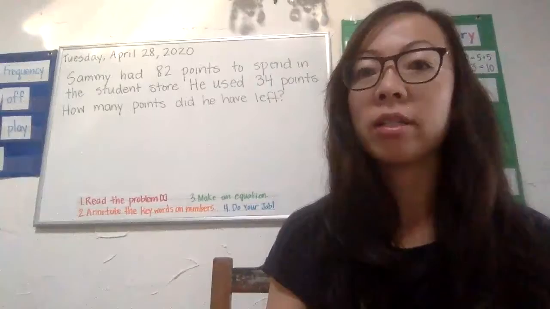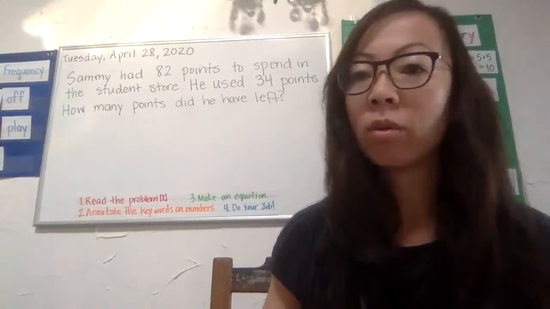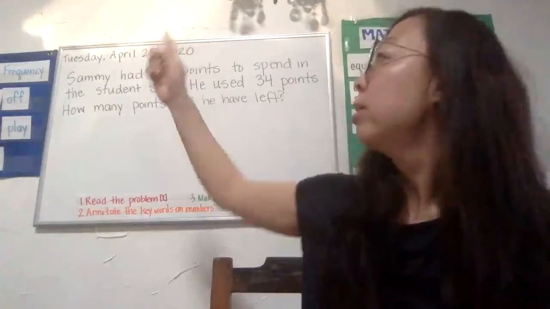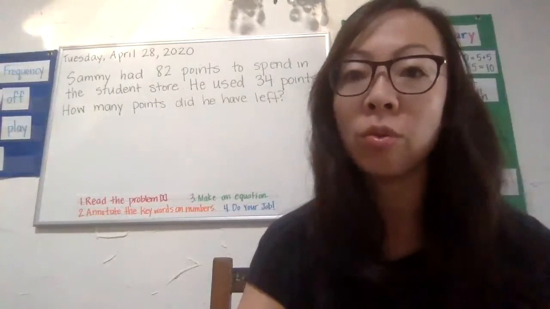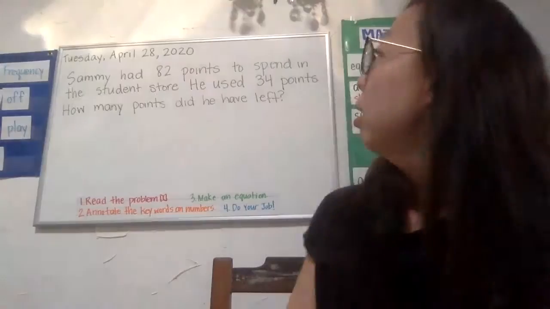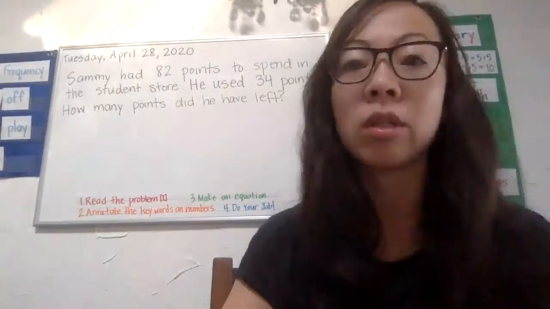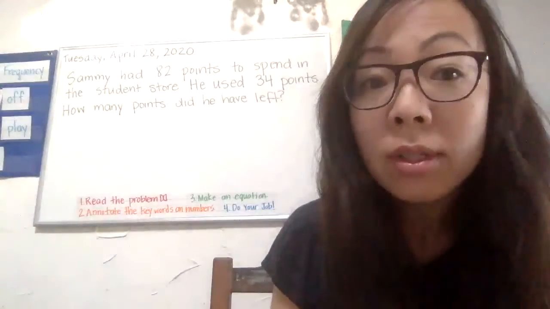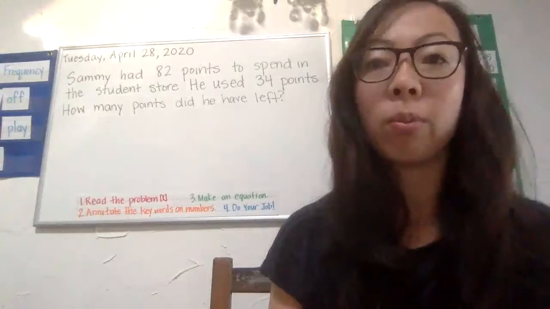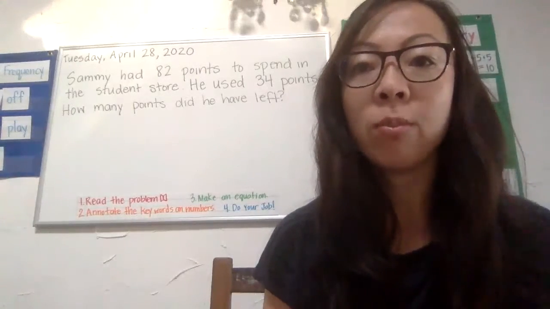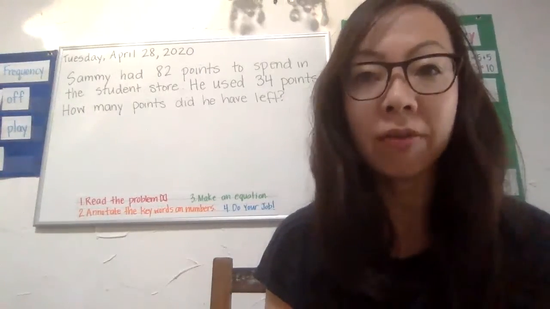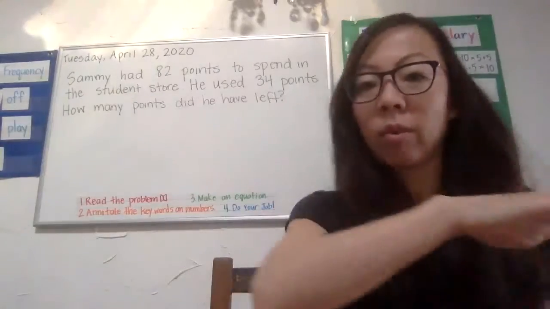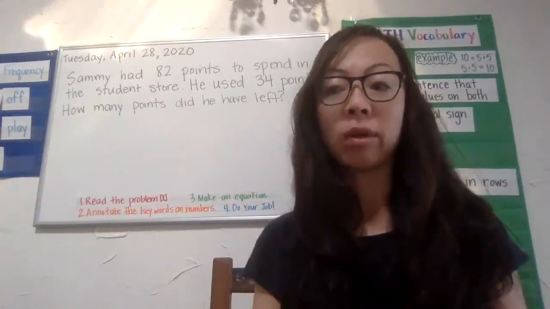Today's problem says, well, what do we do first, actually? Read the problem. So step 1, read the problem. Sammy had 82 points to spend in the student store. He used 34 points. How many points did he have left? Okay, so we did job number 1, and now we're going to do job number 2. We're going to annotate the key words and numbers.